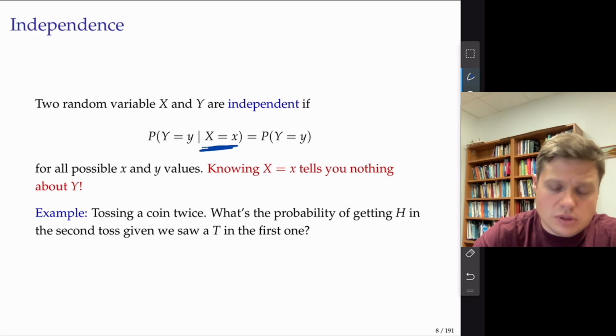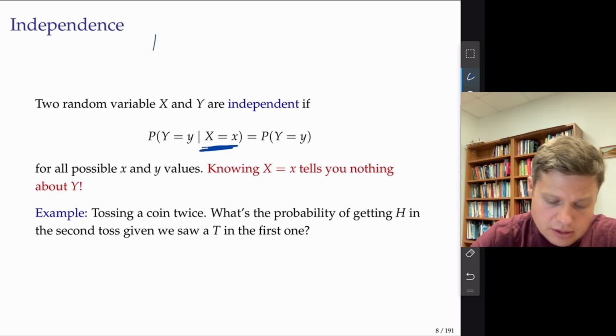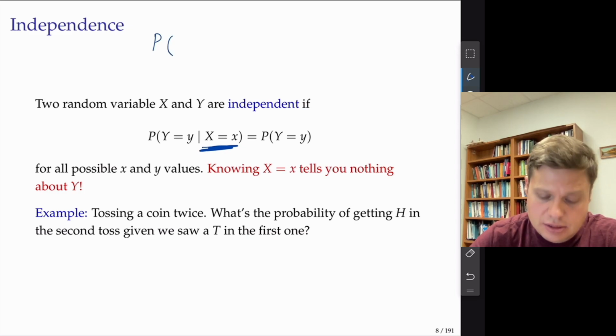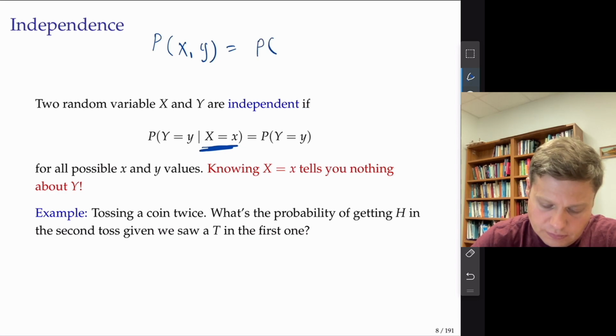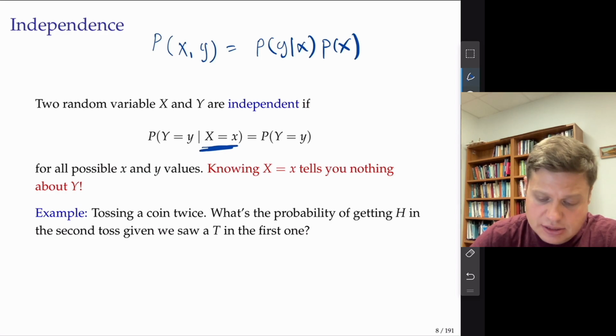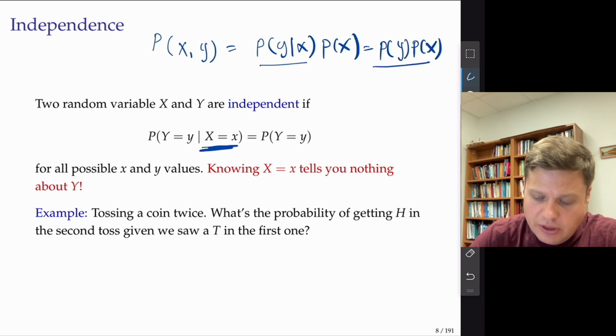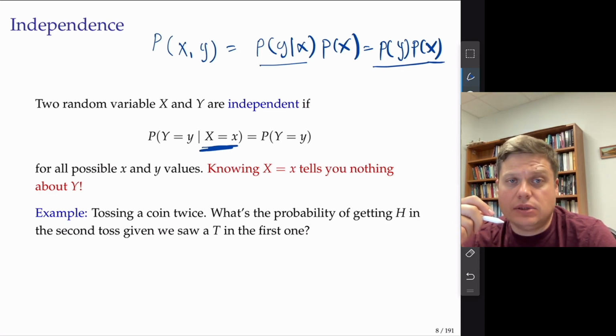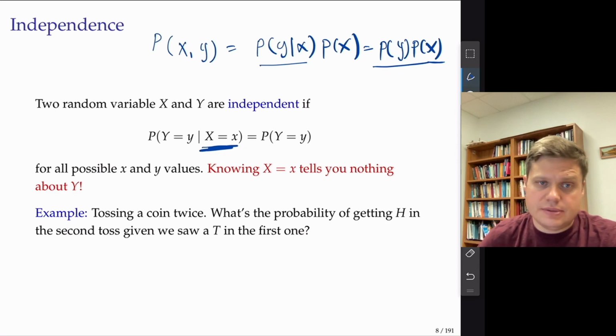Another way to write independence: you remember the equation that relates the joint and the conditional. Since the probability of y given x is just the probability of y under the independence rule, it becomes the probability of y times the probability of x. Again, that's one of the axioms that we talked about. If you have two random variables that are independent, then the joint probability is just the product of the individual probabilities.